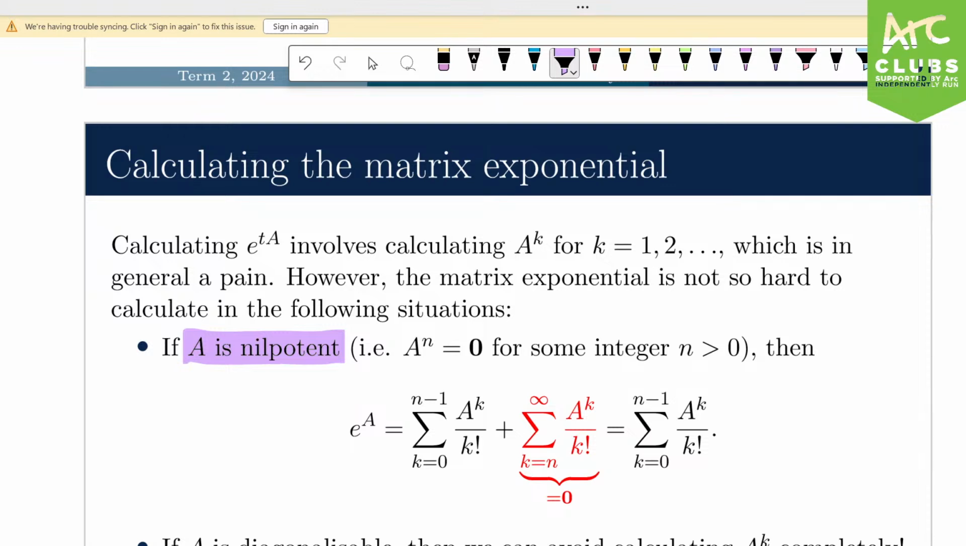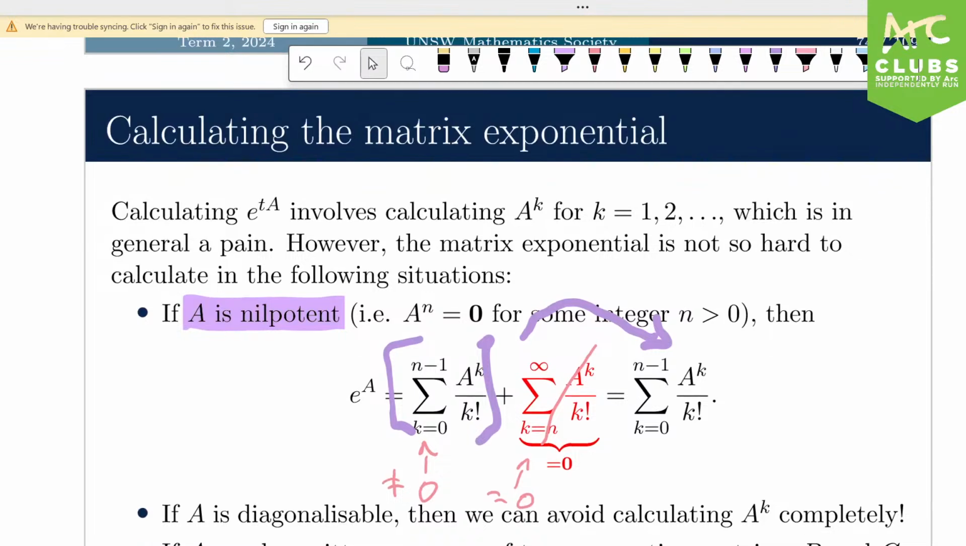So if it's nilpotent, we can find that n value for which we get the zero matrix. And that means that every single subsequent matrix power is going to be 0. So we can partition our sum into the bits that are not 0 and the bits that equal 0. Then this whole thing here just disappears, and we're just left with this. And that's our matrix sum. So that's quite nice. You can probably intuitively see why that's nice.